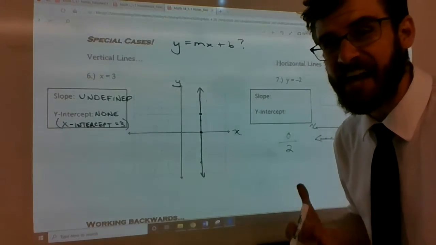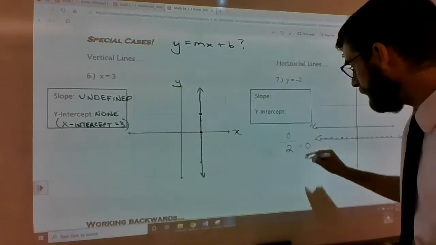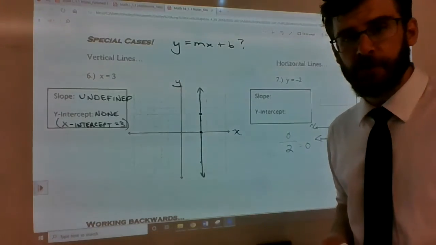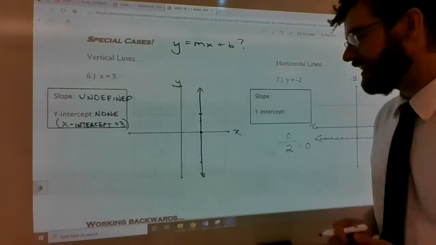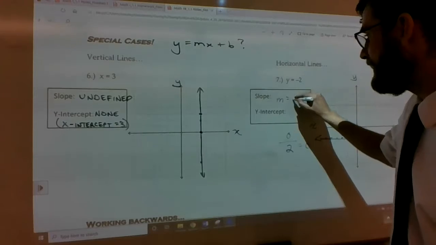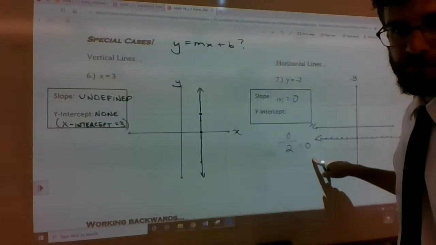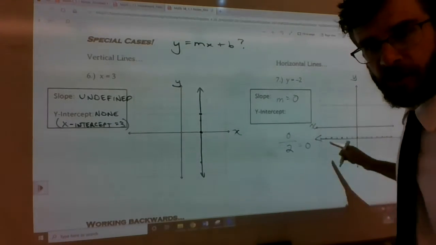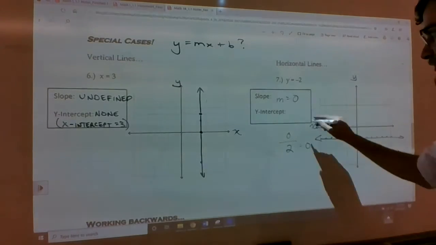Each person gets nothing. That's a legitimate number. If you start with nothing and divide it by groups of people, you still get nothing. So the slope is an actual number. It's not undefined. It's m is equal to 0. And it does have a y-intercept. It crosses the y-axis right down here at -2.